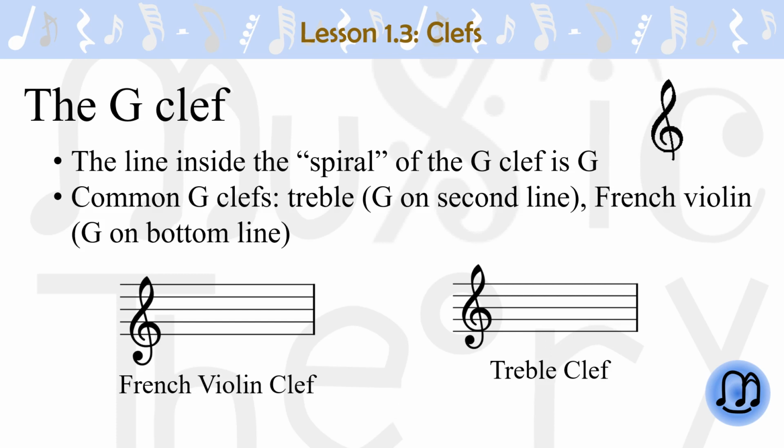There are 3 main types of clefs. Let's look at the G clef first. The line inside the spiral of the G clef is a G. Common G clefs are the treble clef, which has the G on the second line up, as shown from the picture on the right, while the French violin clef is a bit different, which has the G on the bottom line.